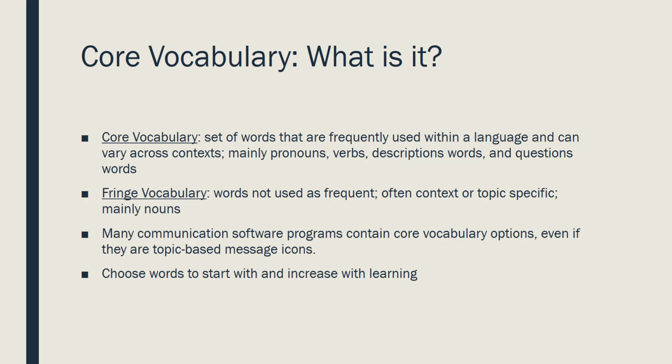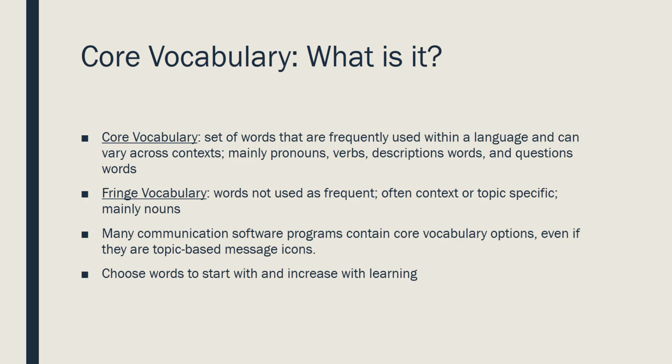Another concept to consider when implementing AAC into the classroom is core vocabulary. Core vocabulary is a set of words that are frequently used within a language and can vary across contexts. Core vocabulary consists mainly of pronouns, verbs, descriptor words, and question words. Fringe vocabulary are words that are not used as frequently. They are often context or topic specific and are mainly nouns.